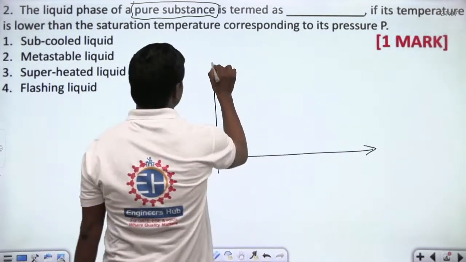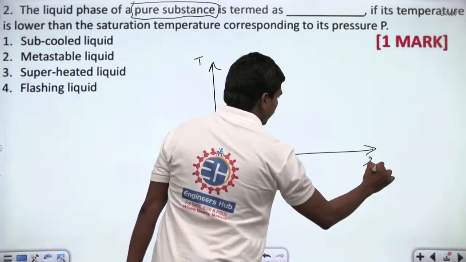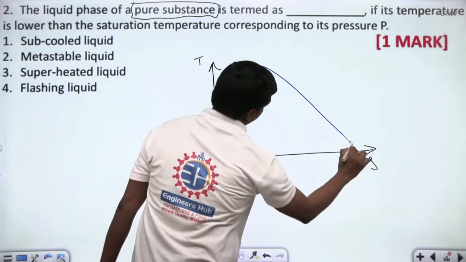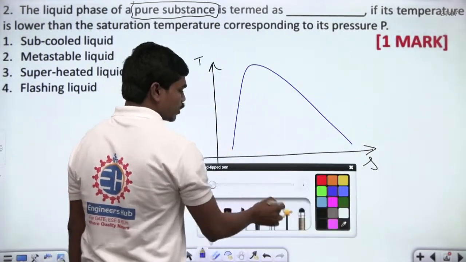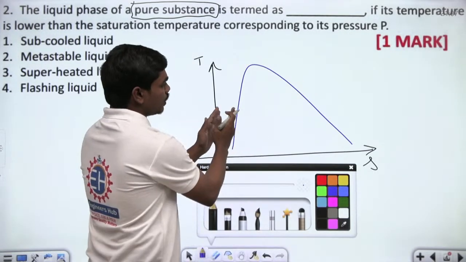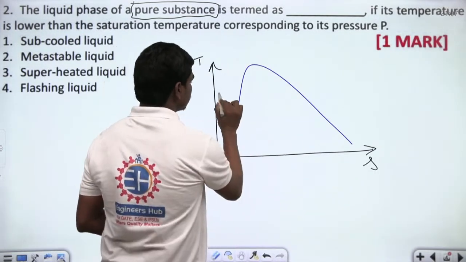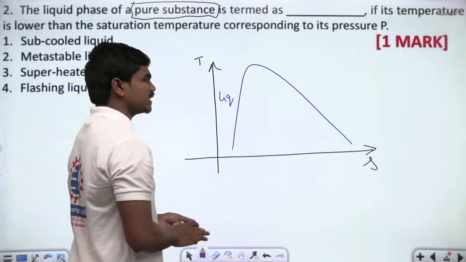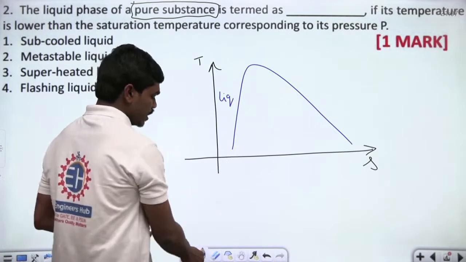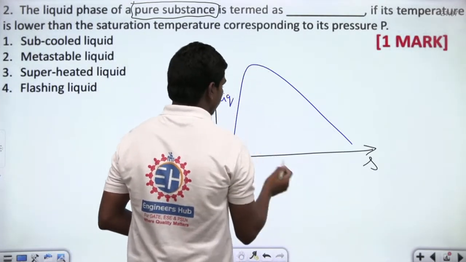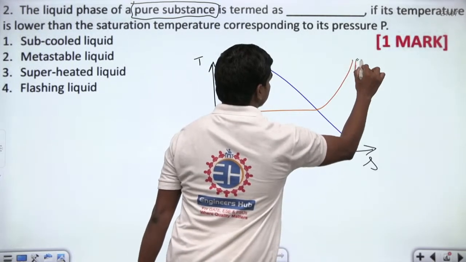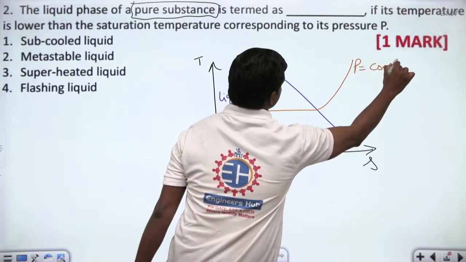If this is your TS diagram, then you will get the vapor dome in this manner, correct? Now in this vapor dome, this line is a bit slanted compared to this, because to the left we have liquids, and liquids are practically incompressible, so these lines don't diverge much as the pressure increases. So if you try to draw the constant pressure line at this point, we have the constant pressure lines, P equal to constant, correct?